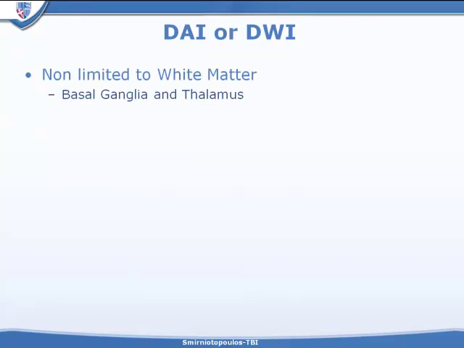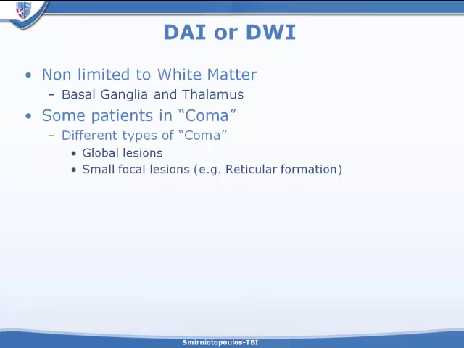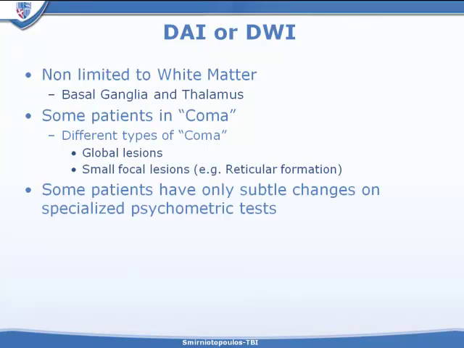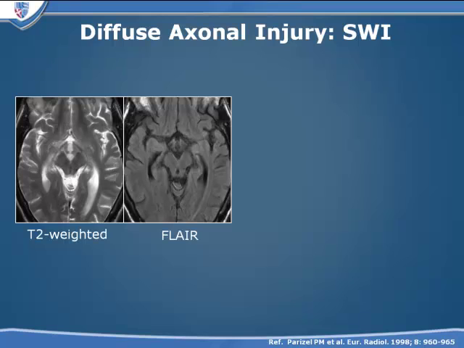If we think about the names that we use, we want to realize that calling it diffuse white matter injury or diffuse axonal injury is an oversimplification. These injuries are not limited to the white matter, but very clearly and commonly involve the gray matter of the basal ganglia and the thalamus. We must also understand that although some patients are in coma, there's many different kinds of coma, and some patients will not be in coma despite having had the same type of physiology of a shearing injury. Some of these patients may only have subtle changes on specialized psychometric testing.